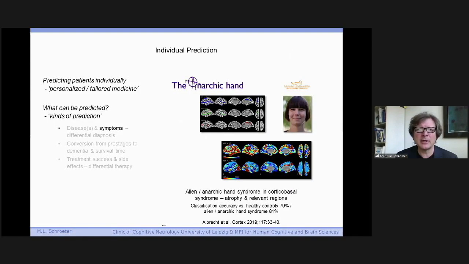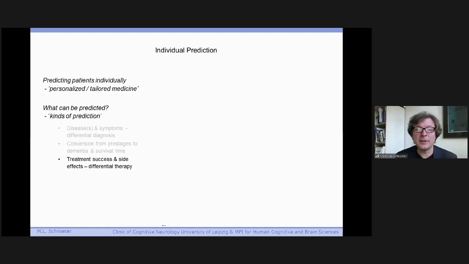On the other hand, you can also identify and predict symptoms based on imaging data. Here we show this for the so-called anarchic or alien hand syndrome, where people have the feeling that the hand does not belong to themselves, or the hand is doing movements which are unintended by the subject. So we can identify and predict from imaging data whether patients with corticobasal syndrome suffer from alien or anarchic limb syndrome.